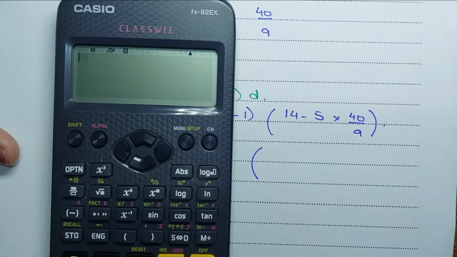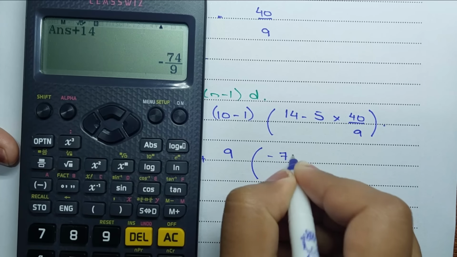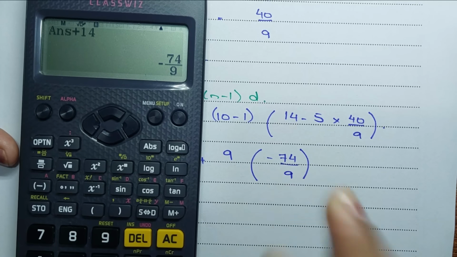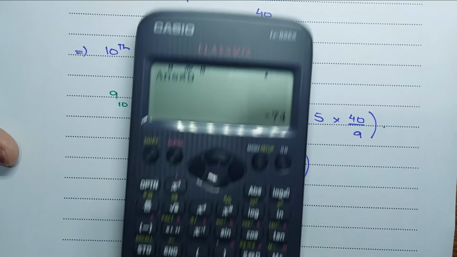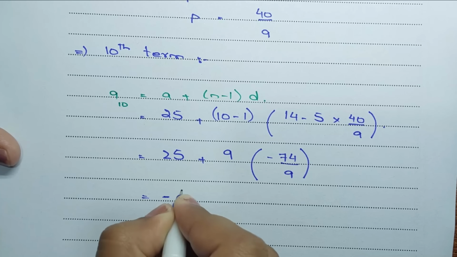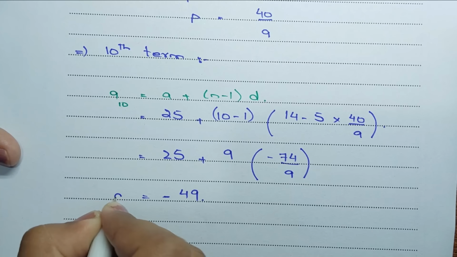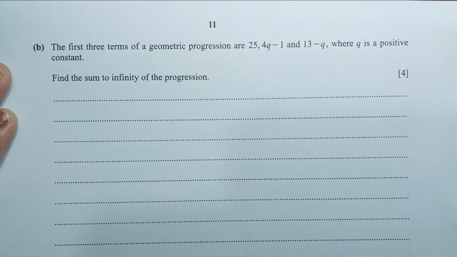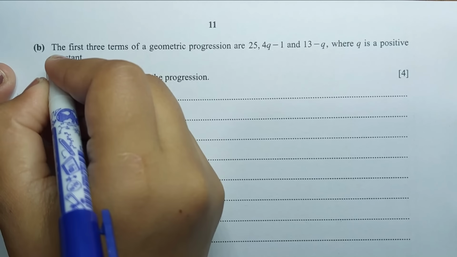Okay, sorry. 40 by 9 times minus 5 and add 14 is minus 74 over 9 times 9, and add 25. This is minus 49. Negative 49 is the 10th term. Question now for the second part B.